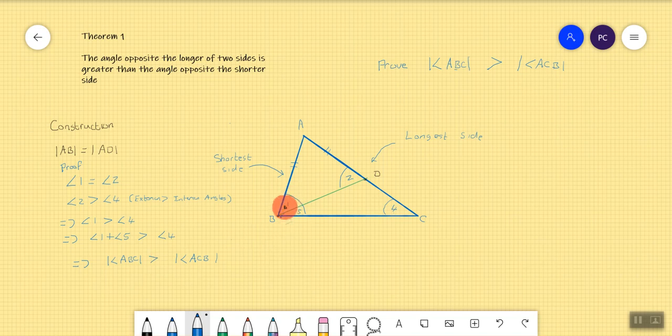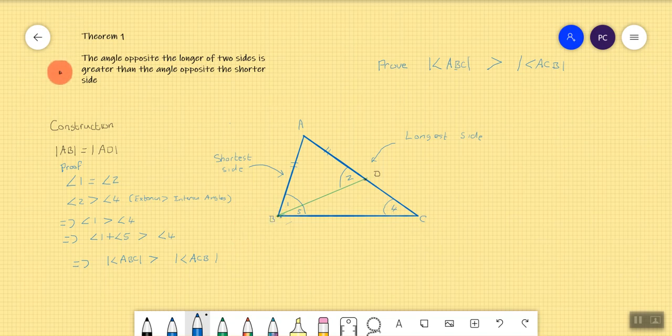We can say that that's bigger, and that's essentially this theorem, and this is what we're trying to prove. So if angle 2 on its own is bigger than angle 4, and angle 1 is equal to angle 2, then it goes without saying that just angle 1 on its own is going to be greater than angle 4. But this overall angle here, ABC, has this angle 1 and angle 5. So when we add them together, it's definitely going to be way bigger than this angle here. And that's essentially what this theorem is trying to prove, very, very simply.